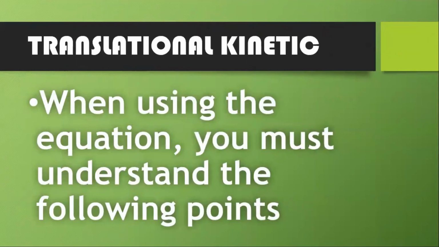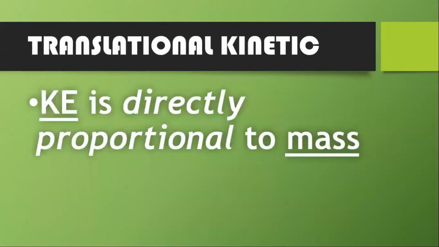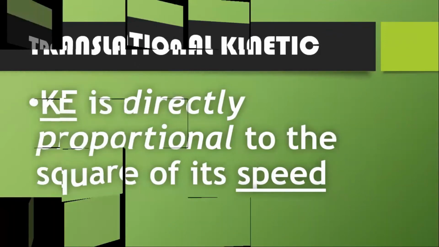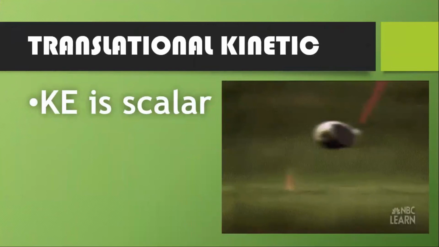If you're going to use the equation, then you must understand the following points. Kinetic energy is directly proportional to the mass. So the greater the mass, the greater the kinetic energy because they are directly proportional. Then when it comes to the speed or the velocity, kinetic energy is also directly proportional to the square of its speed, or what is known as squared velocity. And remember, there's no particular direction given when it comes to kinetic energy. Therefore, it's a scalar.